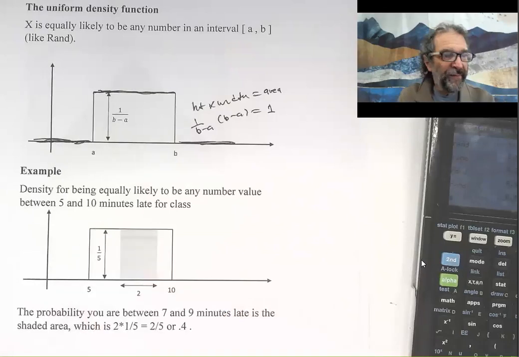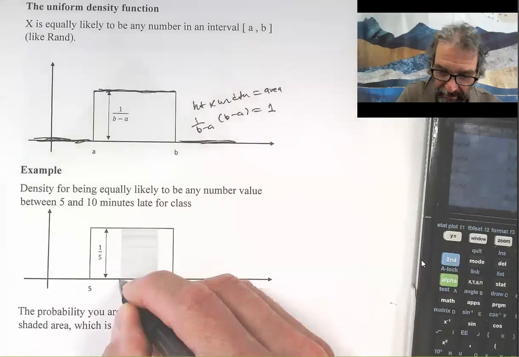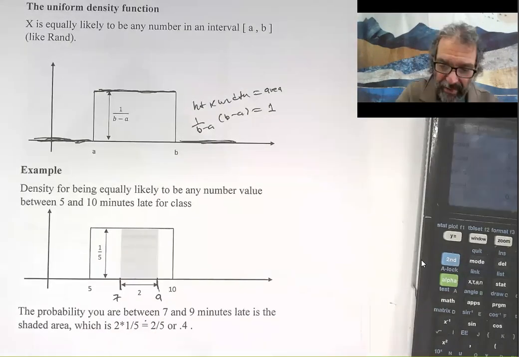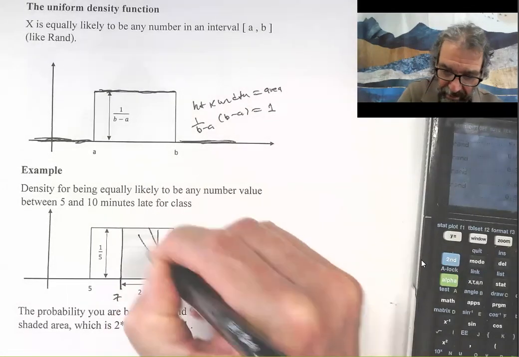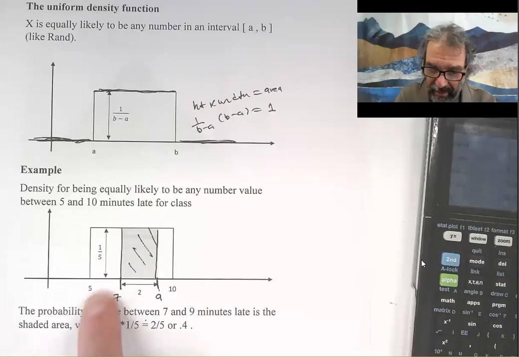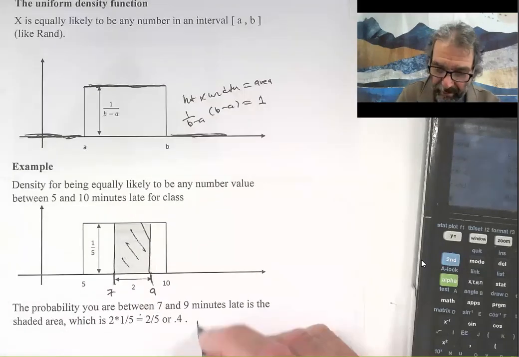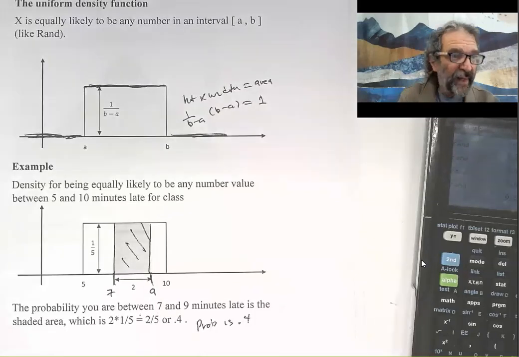And then if you want to find the probability you're between 7 and 9 minutes late, 7 is here, 9 is here, like that. You'd find the area under the curve between 7 and 9, like this. And so the height is 1/5, the width is 2. So 2 times 1/5 is 2/5, so 0.4. Probability is 0.4. So that's how density curves operate.